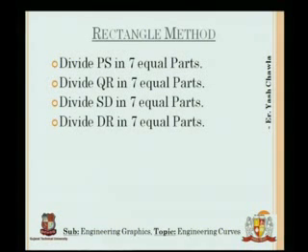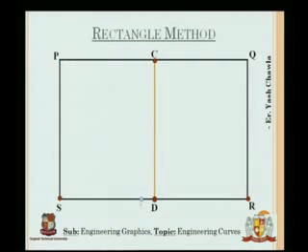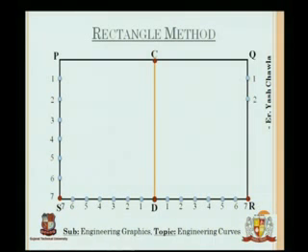Now following the same path, PS, QR, SD and DR are divided into 7 equal parts like this. First the bottom part is getting divided, that is DS or SD, into 1 2 3 4 5 6 7. Then the next part, DR, is getting divided into 1 2 3 4 5 6 and 7. Then PS is divided into 1 to 7 parts. QR is also divided into 1 to 7 parts.